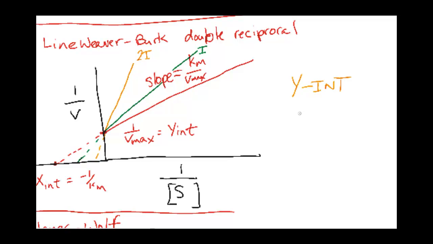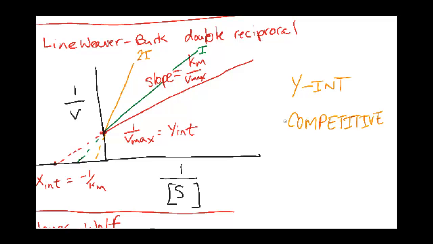Well, that right there, because they're all going through the same y-intercept, would be indicative of competitive inhibition. This is a mode of inhibition that will have its own video dedicated to it, but just kind of showing you what you might use a Lineweaver-Burk plot for.